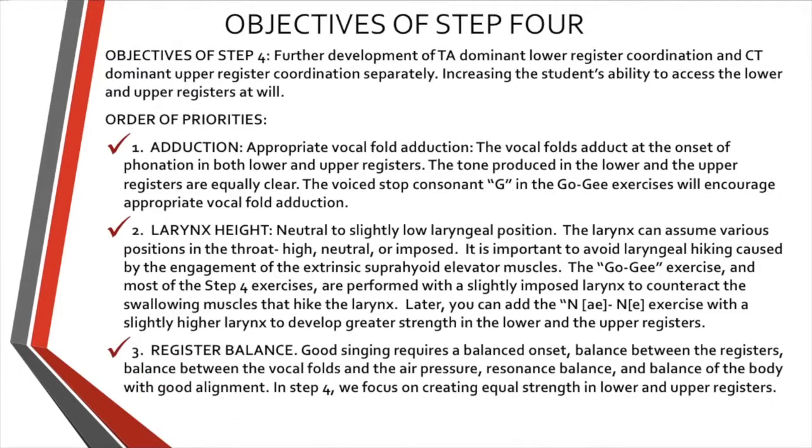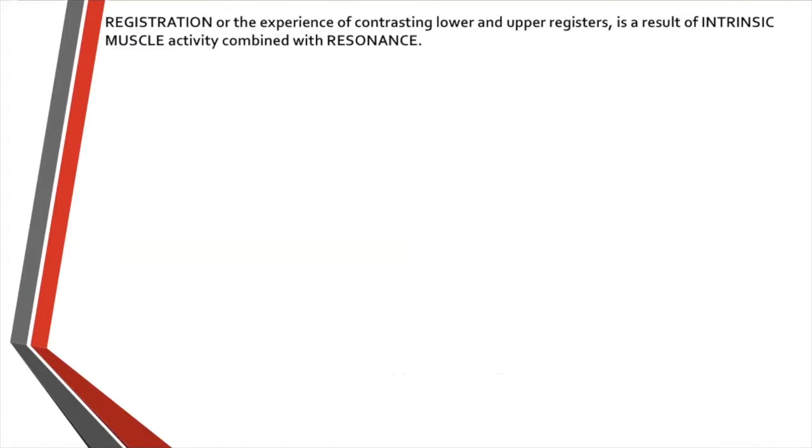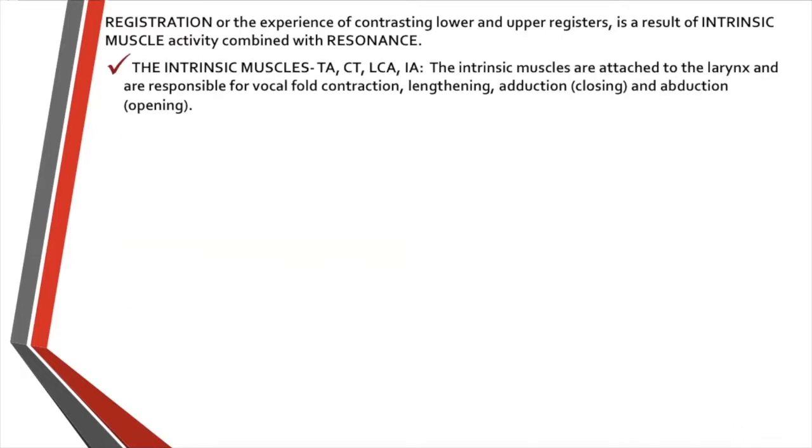Register balance. Good singing requires a balanced onset, balance between the registers, balance between the vocal folds and the air pressure, resonance balance, and balance of the body with good alignment. In Step 4, we focus on creating equal strength in the lower and upper registers. Registration, or the experience of contrasting lower and upper registers, is a result of intrinsic muscle activity combined with resonance.